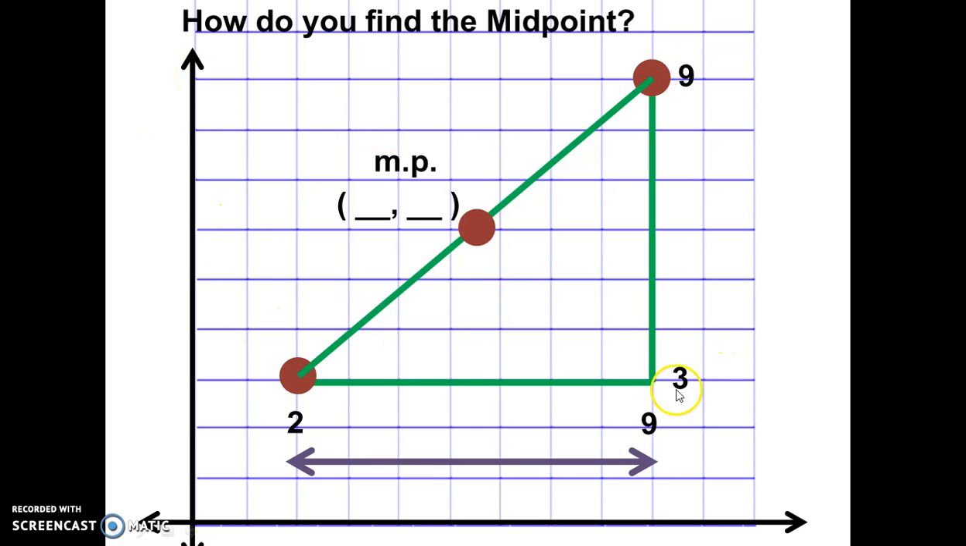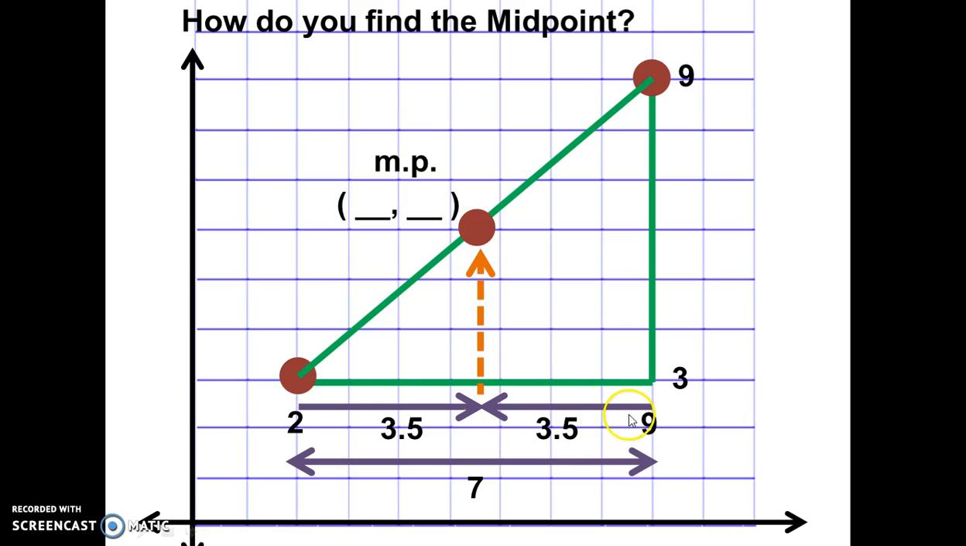So first, we need to know the distance between those two. The distance can be found to be 7. From 2 to 9 must be 7, right? Or you can do 9 minus 2 to get that 7. And the midpoint is going to be also the midpoint from here to here. So since it is 7, this must be 3.5 and this must be 3.5, because together that's 7, right?